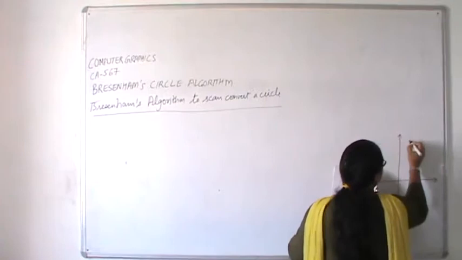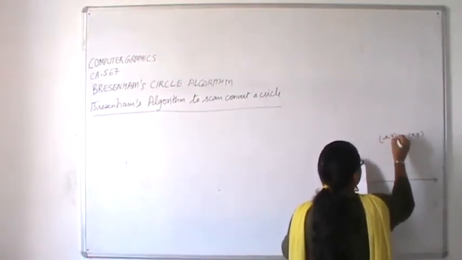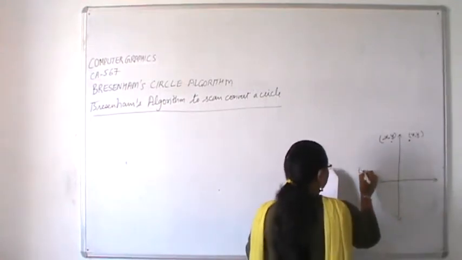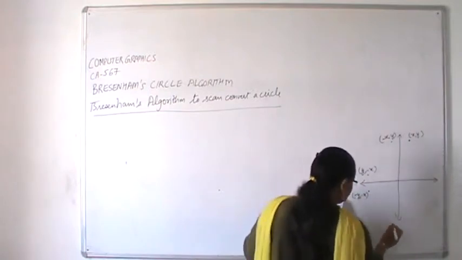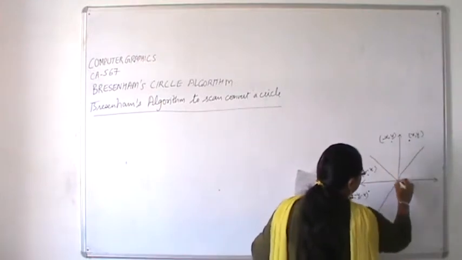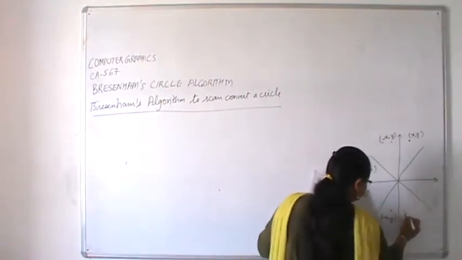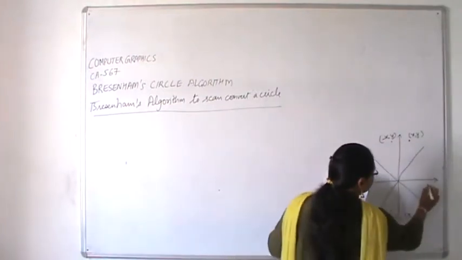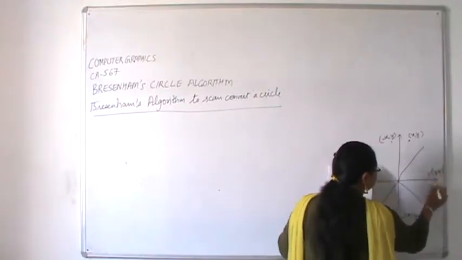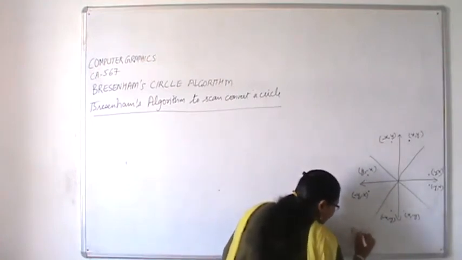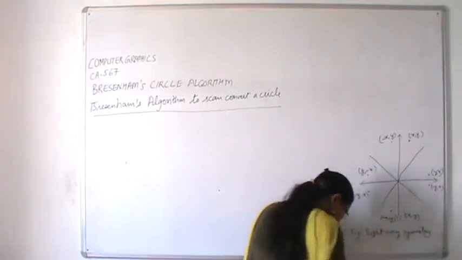So suppose this is our point that we have found out, that is (x, y). The next point of symmetry will be in the next quadrant: (y, x), then (y, -x), then (-y, -x). So these are the operands. This point will be (-x, -y), this will be (x, -y), this point will be (-y, x), and this point will be (y, x). So this is the 8-way symmetry. This is the figure that is showing the eight-way symmetry of the circle.